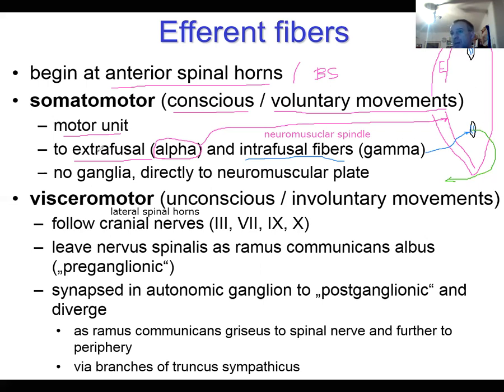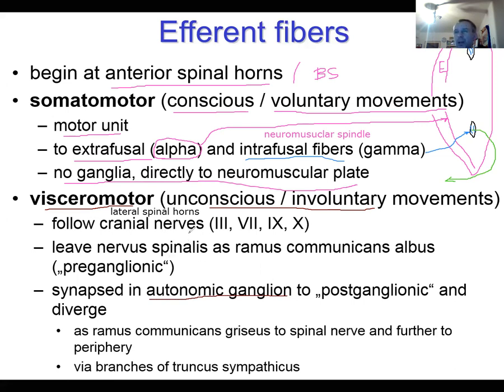Yeah, so this means when we talk about the extrafusal muscle fibers, these are the normal muscle fibers, and then intrafusal are short, small, inside muscle spindles. So both these somatomotor fibers coming from alpha and gamma motor neurons, they have no ganglia, as we have talked about that, so they run directly to the neuromuscular plate. On the contrary, visceral motor, which serves for involuntary or unconscious movements, they are synapsed in ganglion, which we call autonomic ganglion.